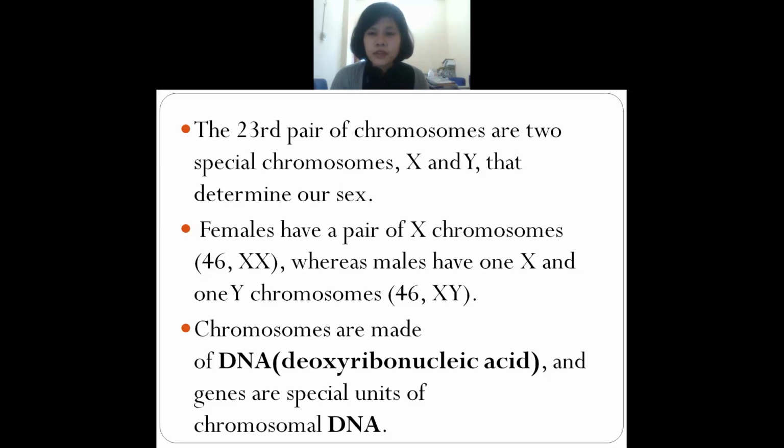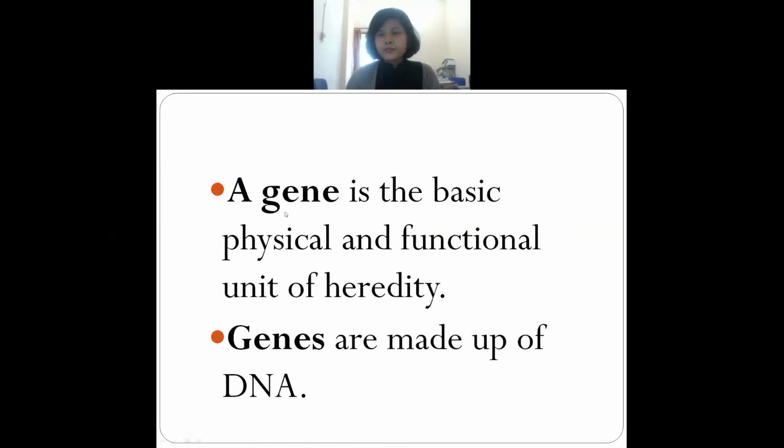And the chromosomes are made up of what? The chromosomes are made of DNA, which is known as deoxyribonucleic acid. Understand? Deoxyribonucleic acid, which is known as DNA. And the gene is the basic physical and functional unit of heredity. Genes are made up of DNA, and they are the most basic physical and functional unit of heredity. Understand?